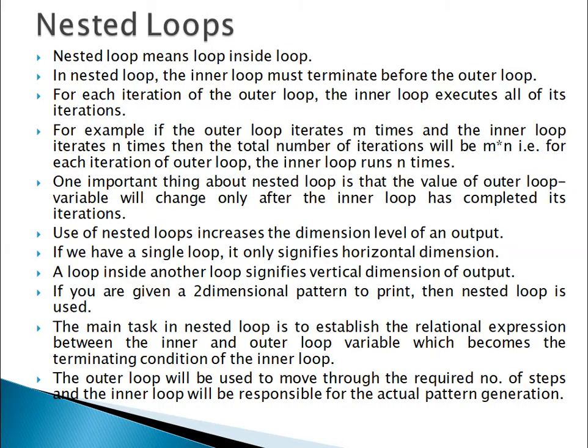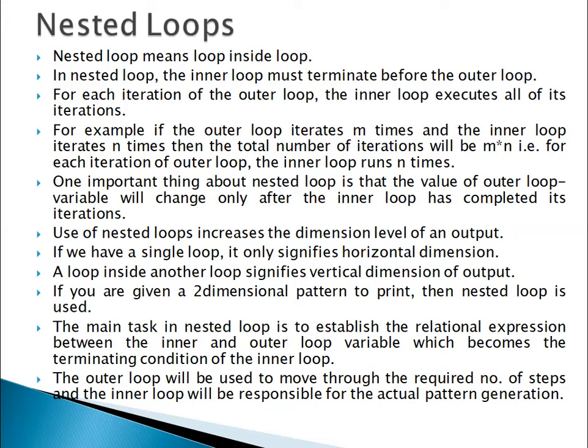Okay. Now, a very important thing is nested loops. Nested loop means loop inside loop, one loop inside another loop. Okay. Here the inner loop must terminate before the outer loop. So the outer loop will be a larger loop and the inner loop will be a shorter loop. So the inner loop must terminate before the outer loop. For each iteration of the outer loop, the inner loop executes all of its iterations.